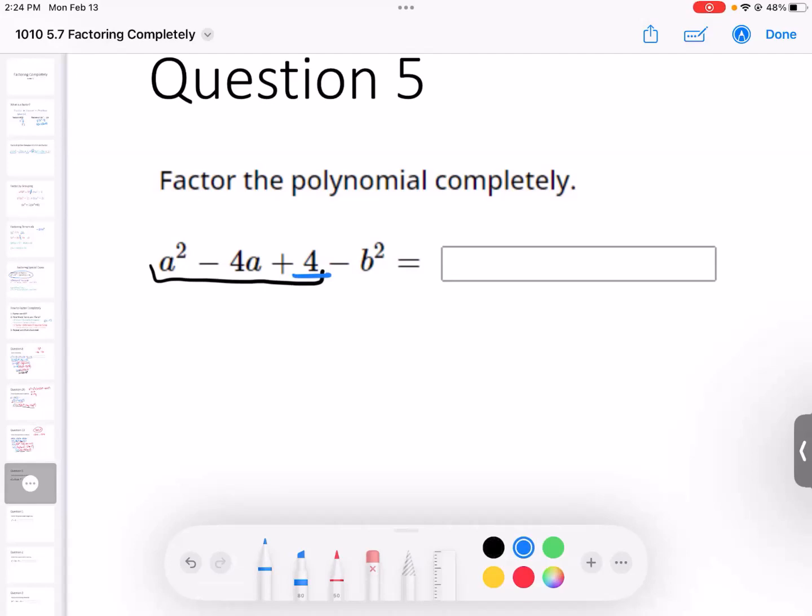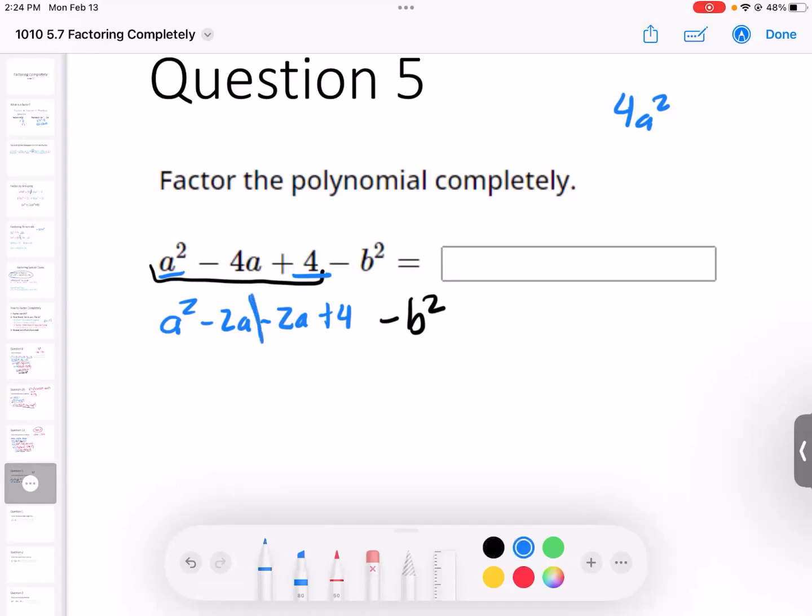So I'll take 4 times A squared, that gives me 4A squared. And what are 2 things that multiply to 4A squared and add to negative 4A? Perfect, yep. So I get negative 2A plus 4. And by the way, if these 2 numbers end up being the exact same, that means that it will end up being a perfect square situation. So this was definitely the right direction to go. And I'm going to write my negative B squared out here so I don't forget about it.